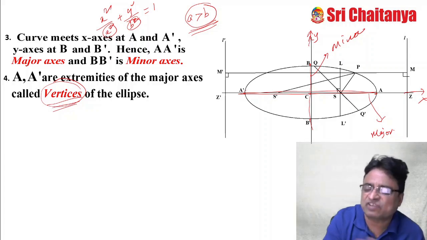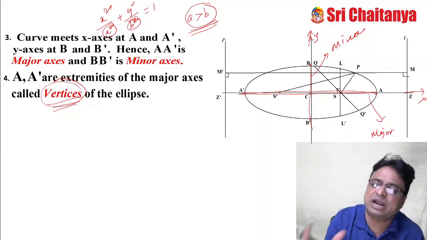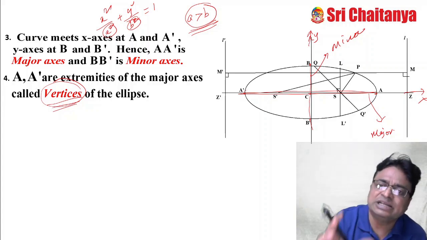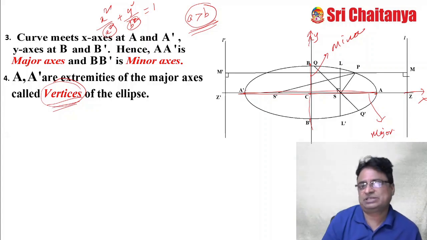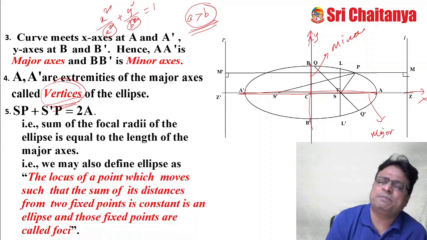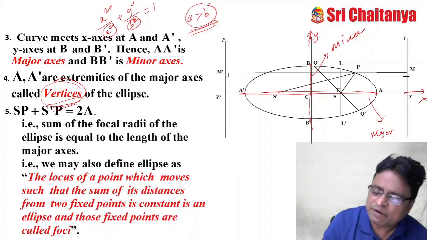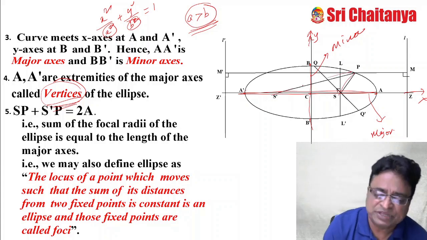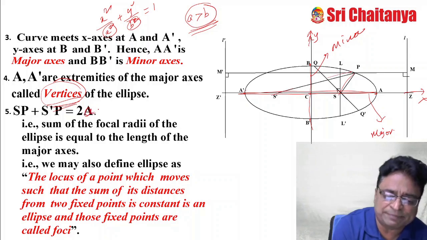You just practice all these things and imagine, and if possible, draw the necessary diagrams also for that. Now coming to the fifth point. This is a very, very important point. Sum of the distances SP and S dash P is equal to 2a, 2 small a, not 2 capital A.